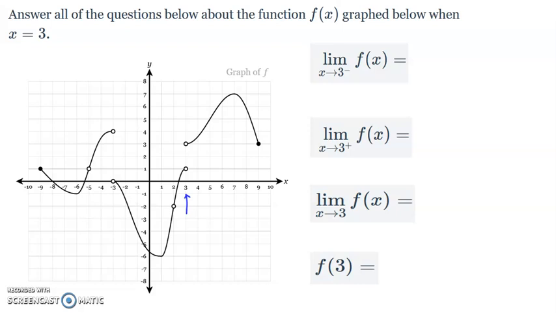For part A, we're going to be taking a look at the limit of f of x as x goes to 3, and you see that little negative sign above that. That means we're going towards 3 from the negative side or from the left-hand side. So I'm going to write this as from the left.